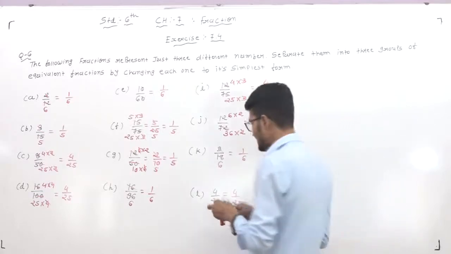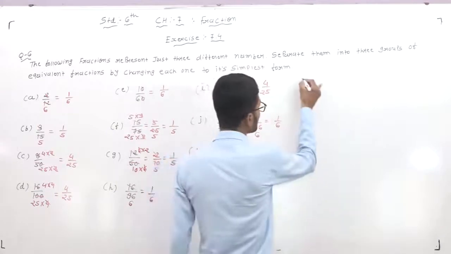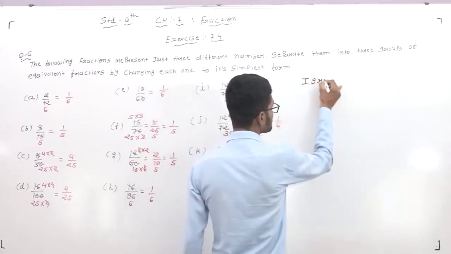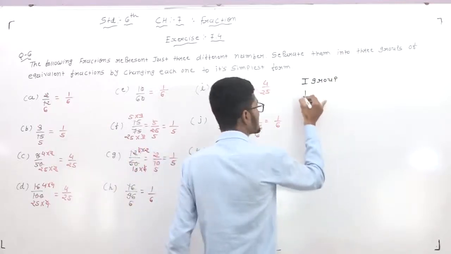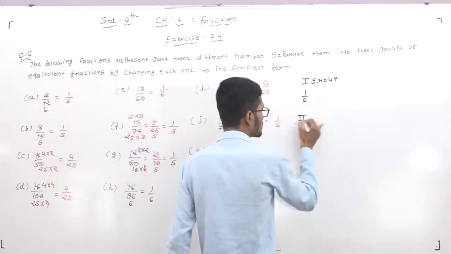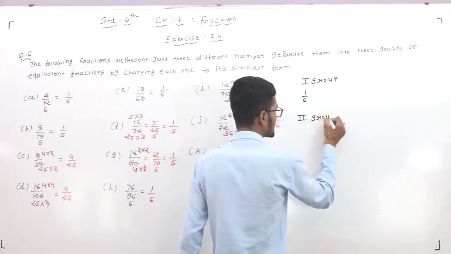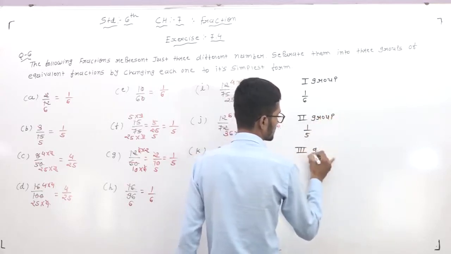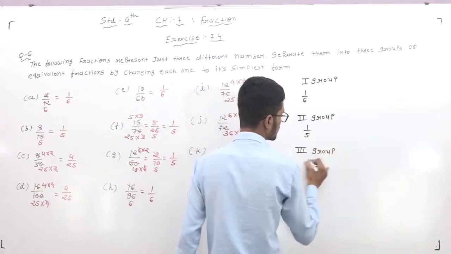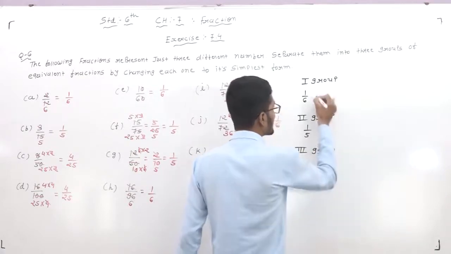So let's start. So the first group is 1/6, the second group is 1/5, and the third group is 4/25.